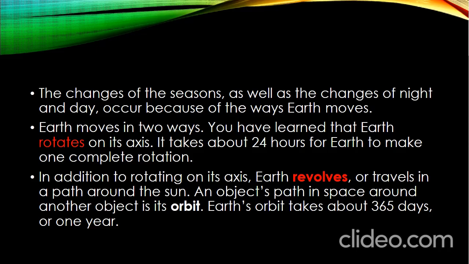Now, the earth not only rotates, it also revolves. Revolves means it travels in a path around the sun. This path at which the earth travels around the sun is called its orbit. That is the path, like a road, in which the earth travels around the sun. And for the earth to complete one revolution, to revolve around the sun one time, it takes about 365 days, that is 1 year.